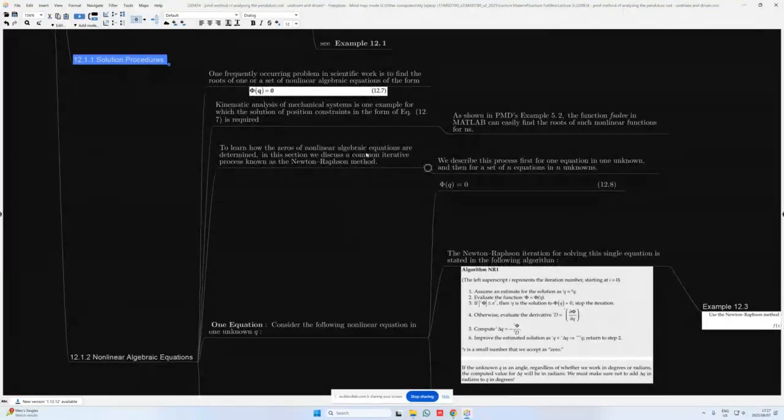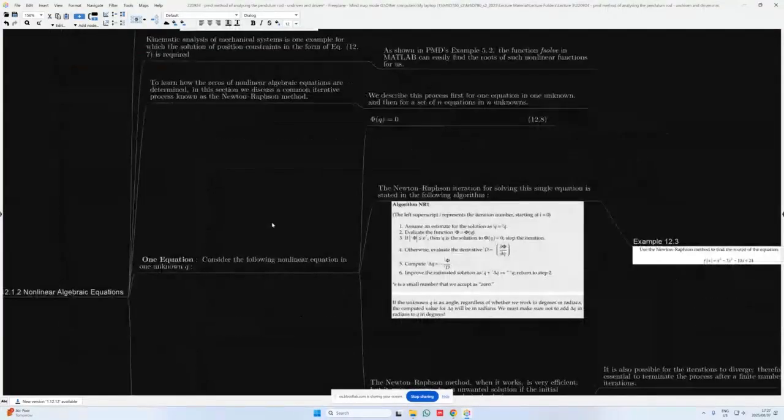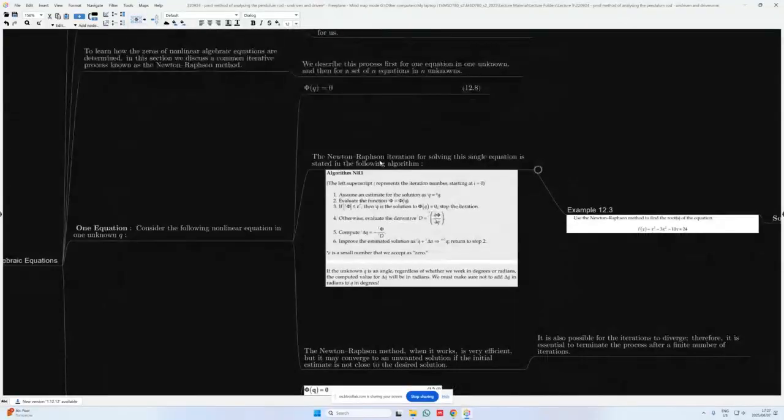Now, to learn how the zeros of nonlinear algebraic equations are determined, in this section we will discuss the Newton-Raphson method. This is an iterative solver that finds the roots to a nonlinear algebraic equation or a set of nonlinear algebraic equations. And we describe this process first for a single equation, and then we can move on to multiple algebraic equations, nonlinear in nature, that have to be solved at the same time. So firstly, for one equation, we can consider the following nonlinear equation in one unknown, phi(q) equal to 0. Then the Newton-Raphson iteration for solving this single equation is stated in this algorithm over here.